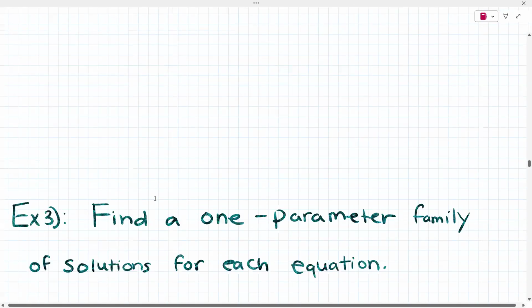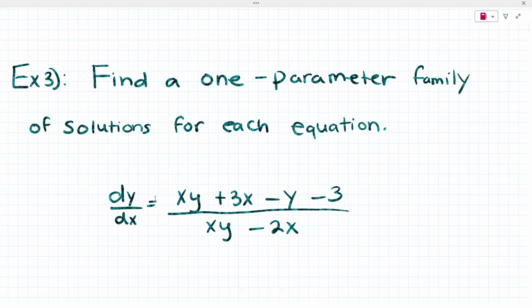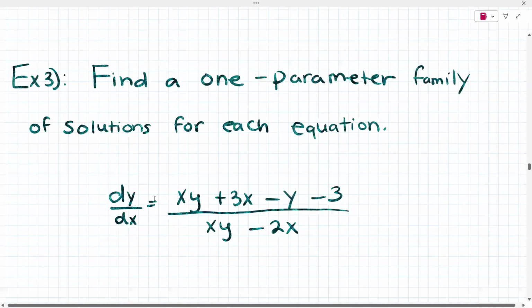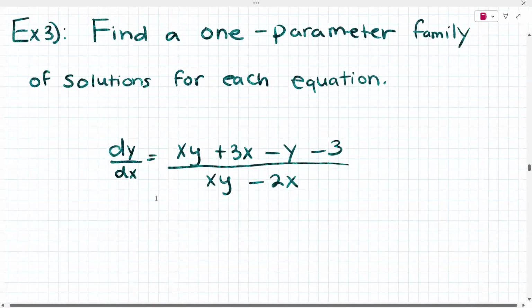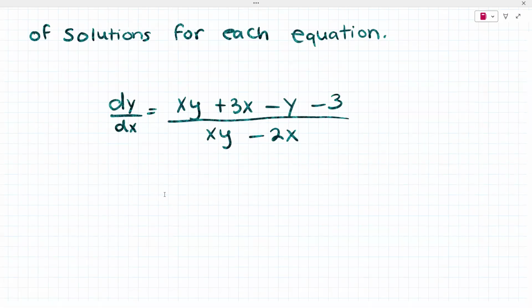Example 3 says, find a one-parameter family of solutions for each equation. And we do not have an initial condition. So we have dy over dx equals xy plus 3x minus y minus 3, all over xy minus 2x. Look at that problem. Before you cross multiply, is there anything you can do? Just go ahead and take a second and look at it.